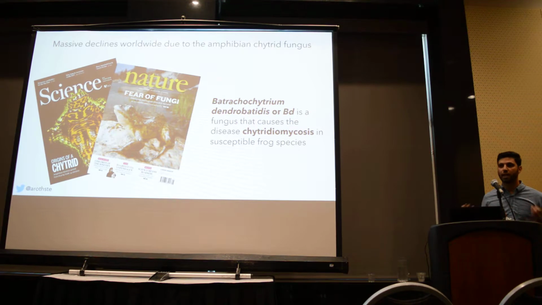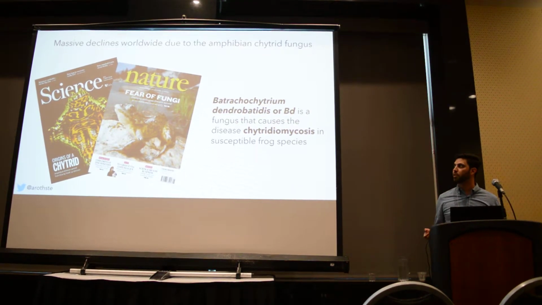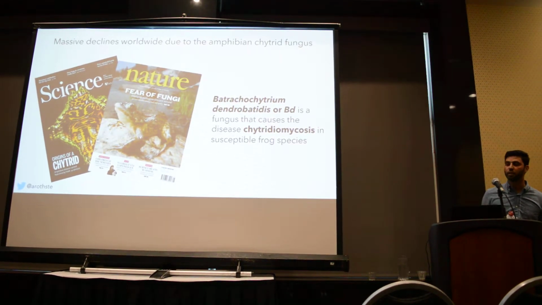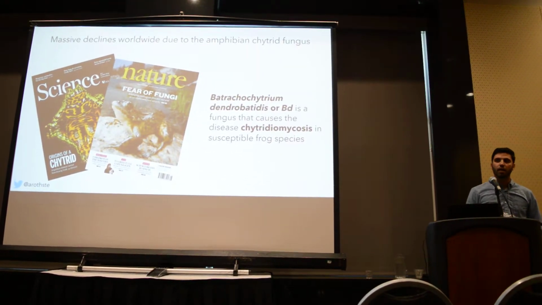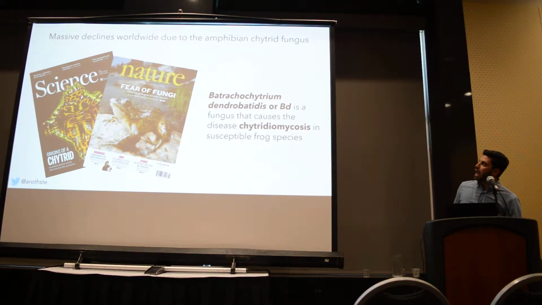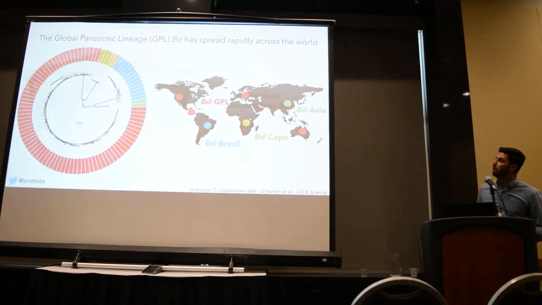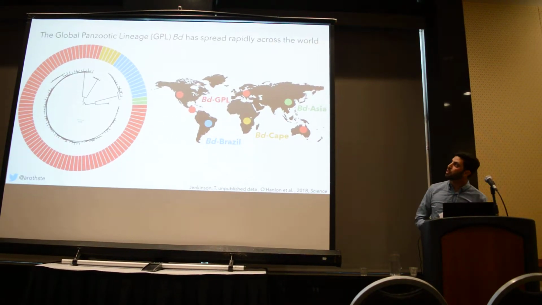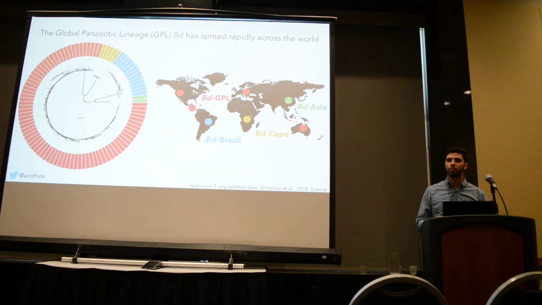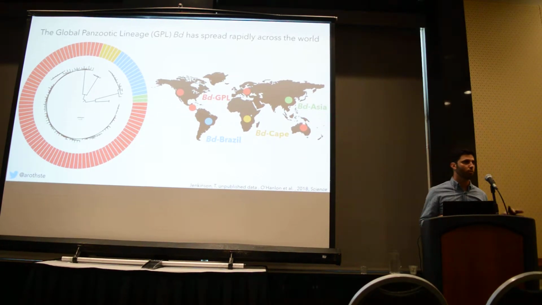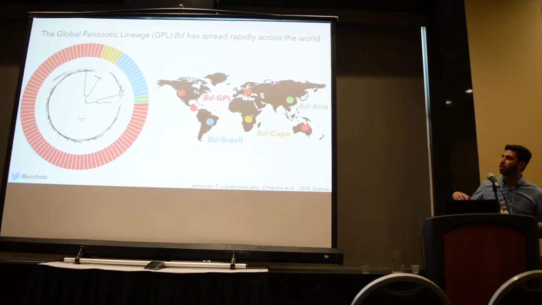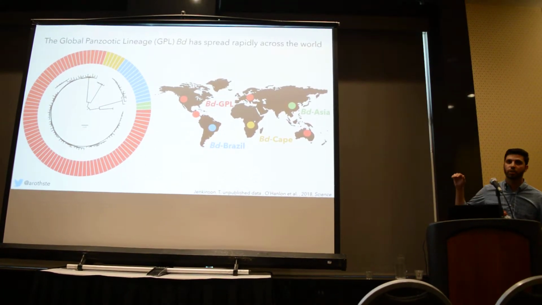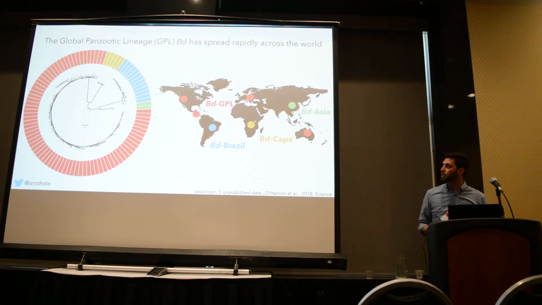And because of this mass decline and its global distribution, it's gotten a lot of press both in the scientific literature as well as in popular media. As we've seen this emerging disease, we've been able to see that it's now globally distributed, and it encompasses a bunch of different lineages worldwide. On the left, I have a global phylogeny of Bd, where the different colors pertain to the different lineages.